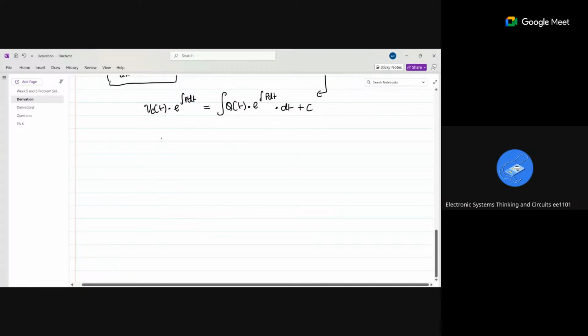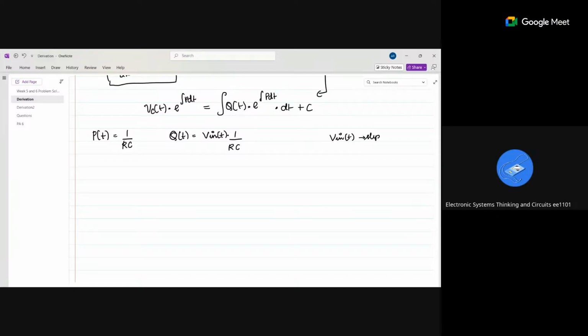Now we are going to apply the values of P and Q. P is 1/RC, Q(t) is nothing but Vin(t) times 1/RC. And if my Vin(t) is a step input, what is a step input?